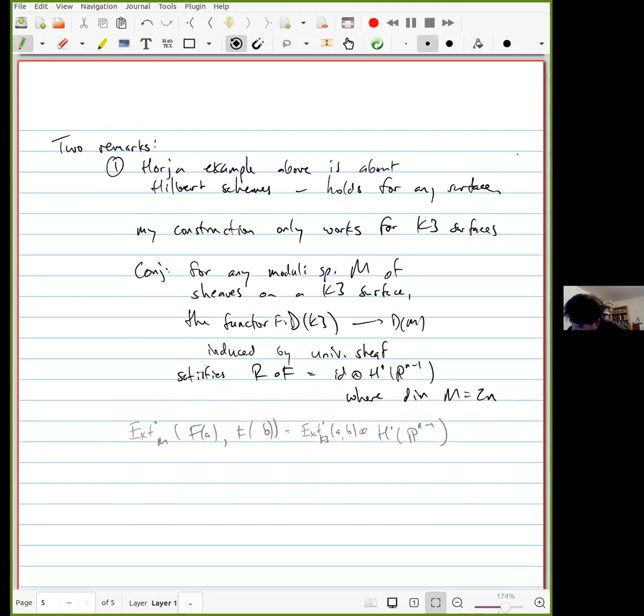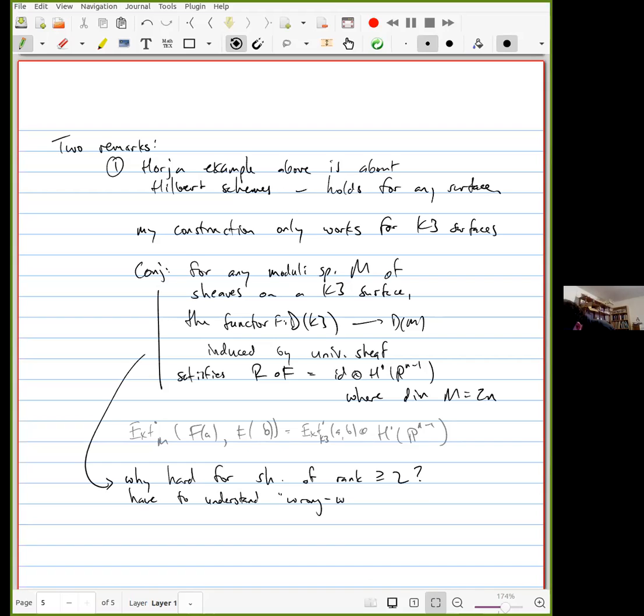But maybe why would this be hard to prove? Why is this hard for sheaves of rank bigger than 1? Sheaves of rank 1, that's just the Hilbert scheme. Sheaves of rank bigger than 1, why is this hard? You have to understand the wrong way slices of the universal sheaf. So what do I mean by that?